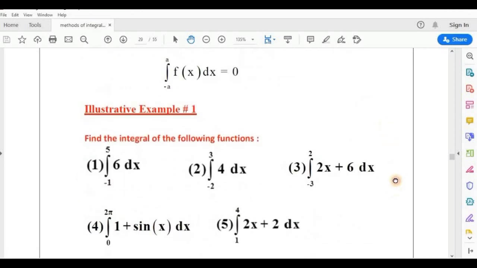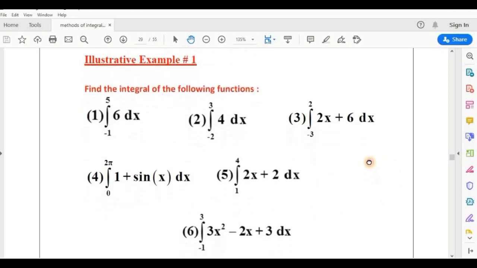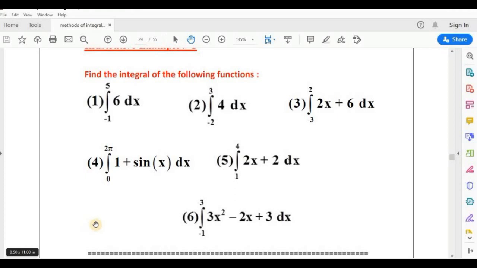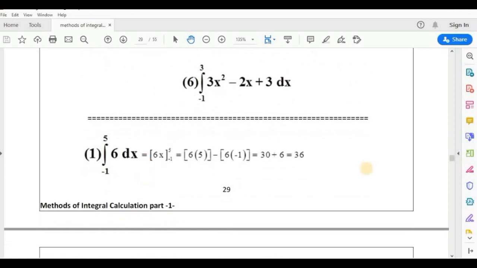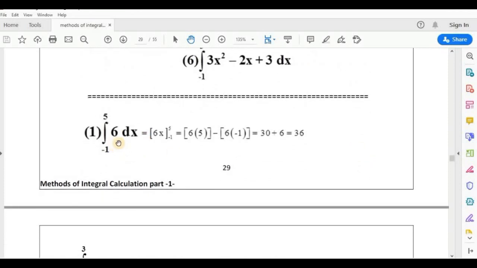Let's see some examples. Find the integral of the following functions. As we can see here, all these integrals are definite integrals. So how will we solve it? It is an easy way. First, we find the integral of the function. Later on, we will substitute the limits of this integral. So this is the limit of the definite integral, we will substitute x, so it will be 6 multiplied by 5 minus 6 multiplied by minus 1, and the result will be 36.